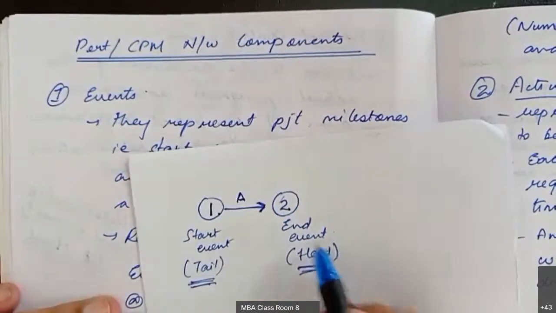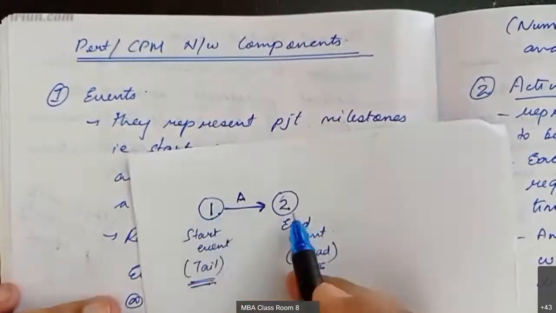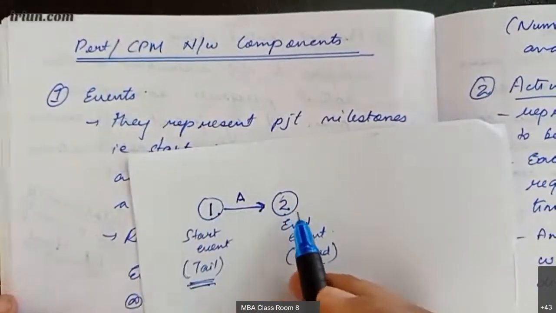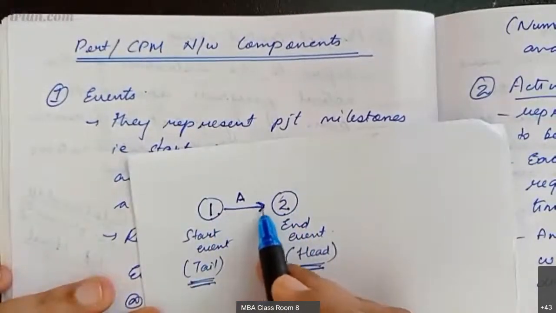And how will you name this? The tail will have a smaller number, 1, and the head will have a bigger number, that is 2. And this is the activity. It is represented by an arrow mark.